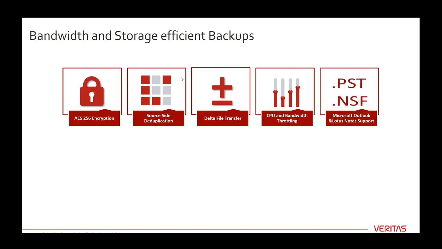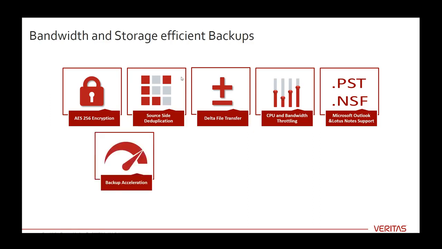So .pst and .nsf, this is mainly for Microsoft Outlook and Lotus Notes. You can take the backup from the desktops and laptops in real time to your corporate storage. Then backup acceleration, which again involves source side deduplication and delta file transfer. It is exactly like WAN acceleration. It can give compression, caching, everything, and it will send only a small footprint of data to the corporate storage.